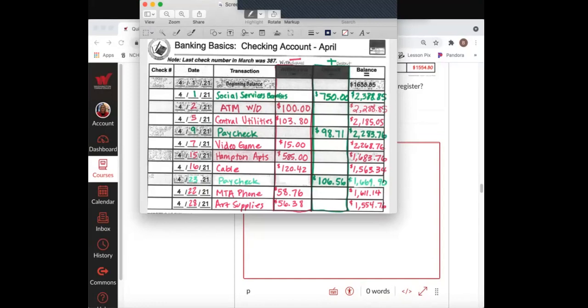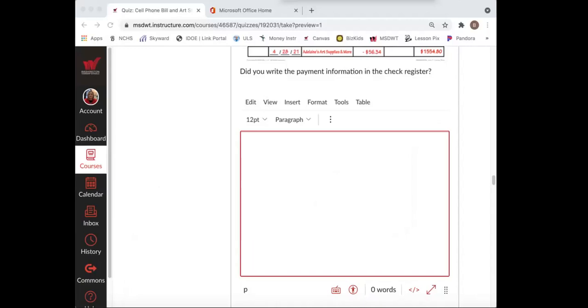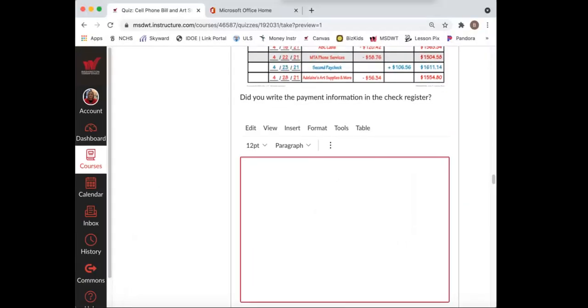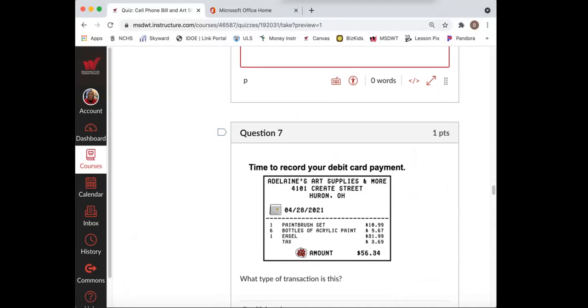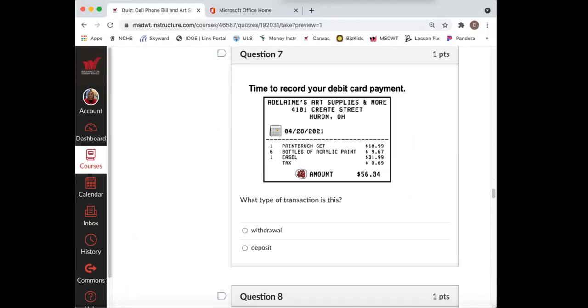And here is the amount that you should have, $1,611.14. So now, did you go in and write that down on your register? Okay, so if you did that, then write yes in this box. All right. So now we're going to move on to this transaction that we made at Adeline's Art Supplies and More.